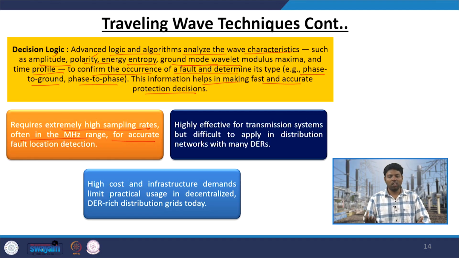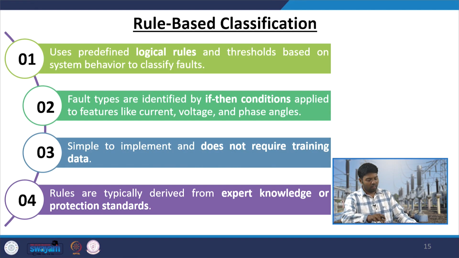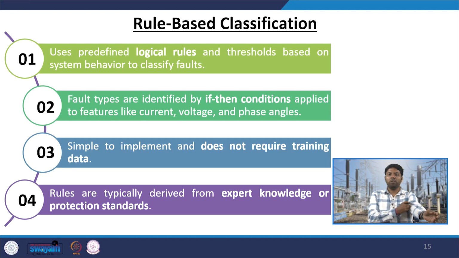So, that is a costly solution. Highly effective for transmission systems, but difficult to apply in distribution networks with many DERs. High cost and infrastructure demands limit practical usage in decentralized and DER distribution grids. Okay. Then comes rule based classification.